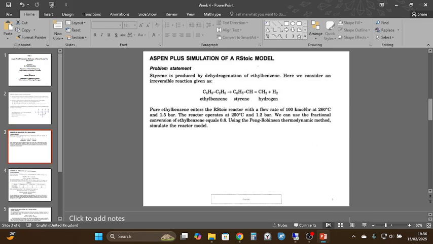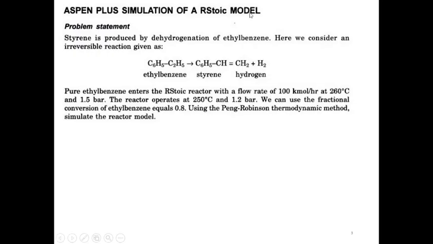So this is the problem of an R-Stoic model. This is for reactor models in Aspen Plus. So over here, what we have to do is convert ethyl benzene to styrene and hydrogen. The question says that styrene is produced by dehydrogenation of ethyl benzene. Here we consider an irreversible reaction given as C6H5C2H5 gives styrene and hydrogen.